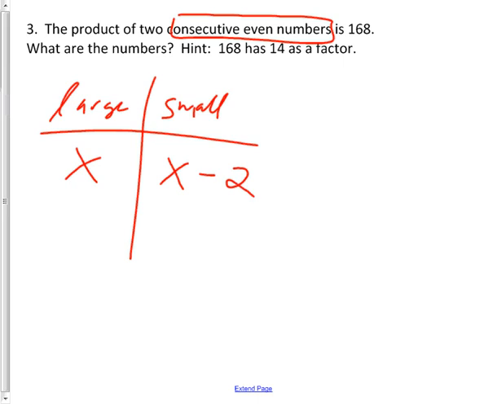Another way to think of it is, if I make this the smaller one x, then the larger one would have to be x plus 2. Those are two even numbers.